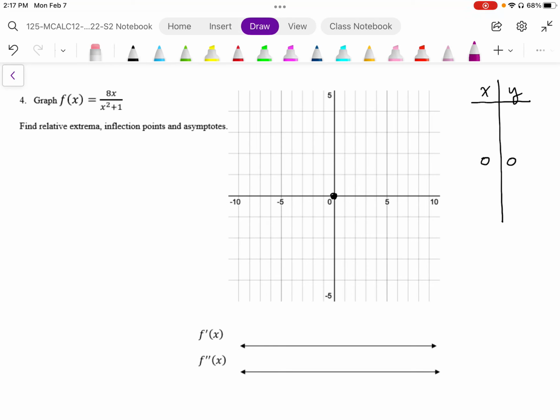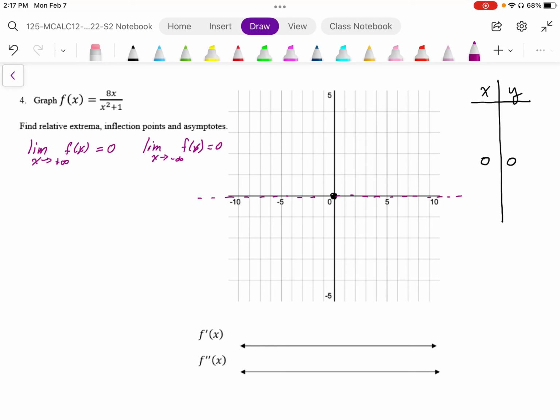And I'm also going to do a limit here because I can see that this should be a horizontal asymptote at 0. So the limit as x goes to positive infinity of f of x is equal to 0, and the limit as x goes to negative infinity of f of x tends to 0 as well. So I know I have a horizontal asymptote going through y equals 0.